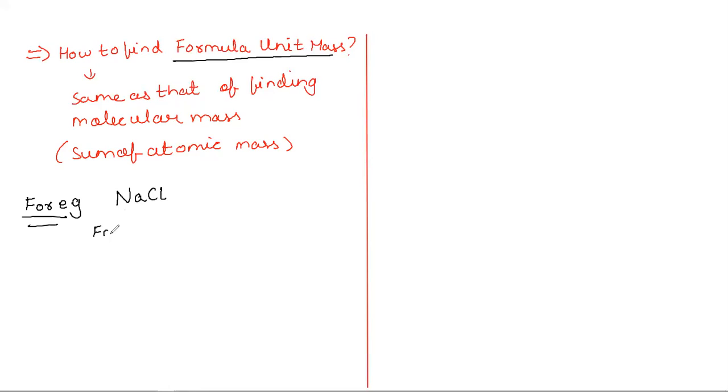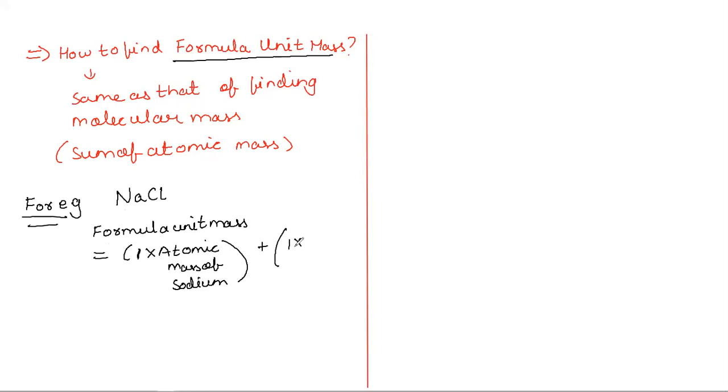Now, what is the formula unit mass of this? Formula unit mass will be equal to 1 into atomic mass of sodium plus 1 into atomic mass of chlorine.